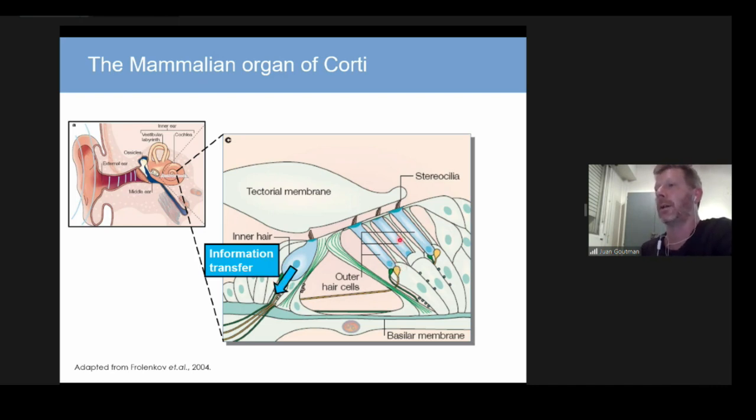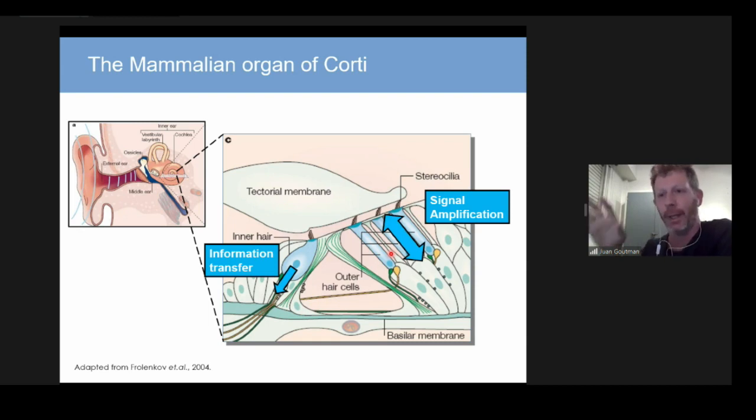Outer hair cells, on the contrary, their main function is to amplify sounds, and they do so by the capacity to change their cell length in response to membrane potential changes. They can shorten and lengthen in response to changes in membrane potential, and by that they can amplify particularly small sound signals. So signal amplification is the main function of outer hair cells.